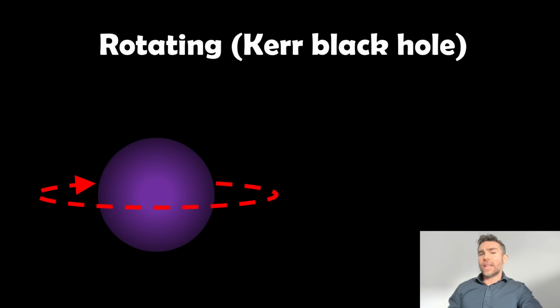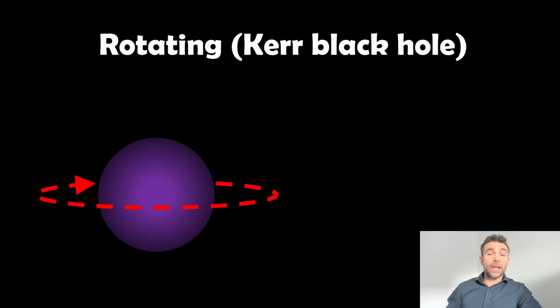Now, the one we're really interested in for this particular video is a rotating black hole. So this is a Kerr black hole, and these differ from a Schwarzschild black hole because they have some rotation. Now, you do get other types of black hole, and maybe I'll make a separate video on all of those, where you could have a charged black hole as well and other things. But the two key ones for this are going to be a Schwarzschild and your Kerr black hole.